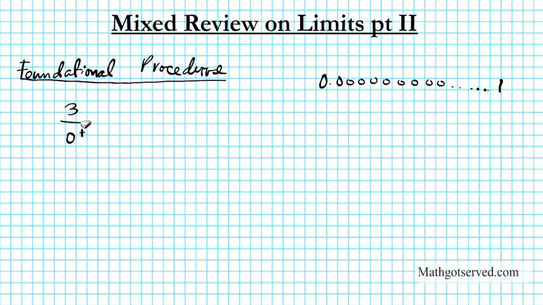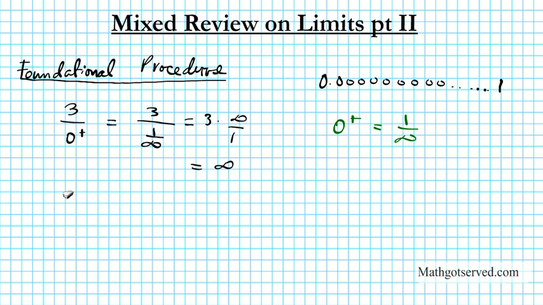So another way you can look at 3 over 0 from the right is the same thing as 3 divided by 1 over infinity. When you divide 1 by infinity, you get an infinitely small number. So in essence, 0 from the right is the same thing as 1 over infinity. If I multiply by the reciprocal, 3 times infinity over 1, the final answer will be infinity.